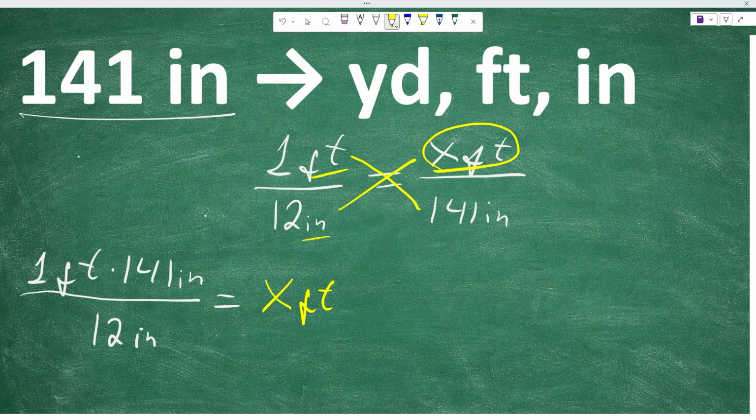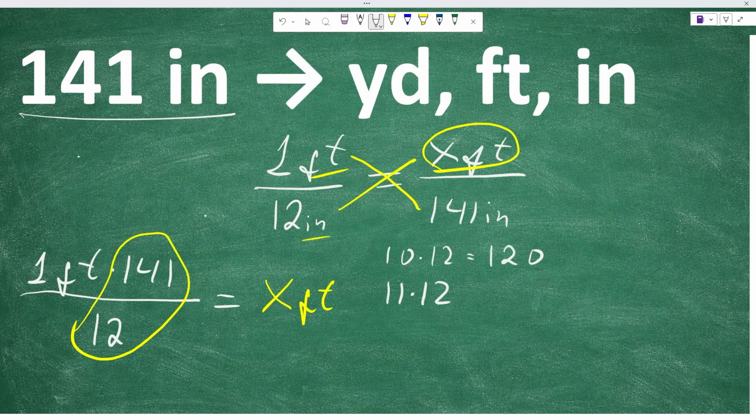Now, let's have a look at the left-hand side. We have inches here and here, so we can cancel them. Let's cross them out. And what we have left here is 1 foot times 141, just number, divided by 12. Let's do our guess and check method. Let's try the multiples of 12. Let's try, say, 10. 10 times 12 is 120. Let's try the next number. 11 times 12 is 132. Let's try 12. 12 times 12 is 144. So 144 is too much because it's bigger than 141. So we take our number 11.